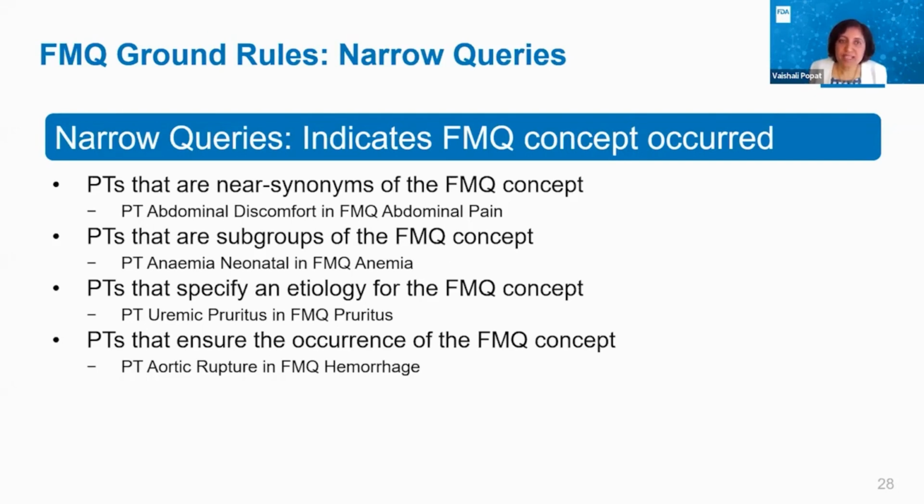PTs that are a subgroup, meaning anemia neonatal, is just a subgroup of anemia. So it is included as narrow. The PTs that specify an etiology for the FMQ concept, such as uremic pruritus, is a pruritus. And so therefore it is included as narrow in FMQ pruritus. And then the PTs that ensure the occurrence of the FMQ concept. So we couldn't think of a situation where there would be an aortic rupture, but would not be a hemorrhage. In most cases, with more than 90% certainty, we can say that if aortic rupture occurs, that means hemorrhage occurs. So that's why it is included in the narrow queries.